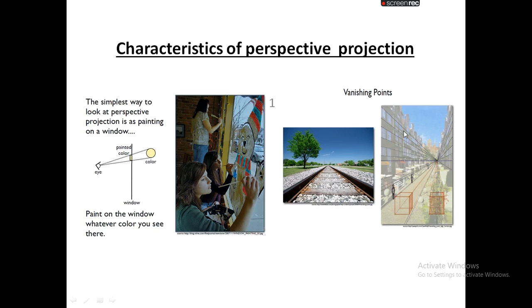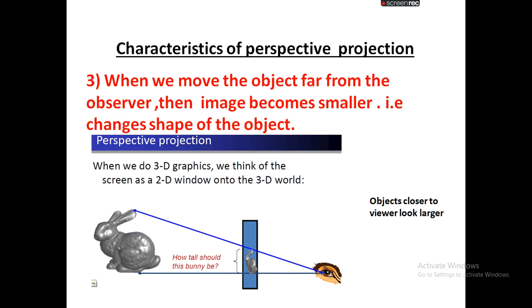And even when you are creating a gaming application, we need this property. Assume that there are two big walls here. You are standing here, so you can feel that these two walls are converging at a certain point. This property exists only in perspective projections.